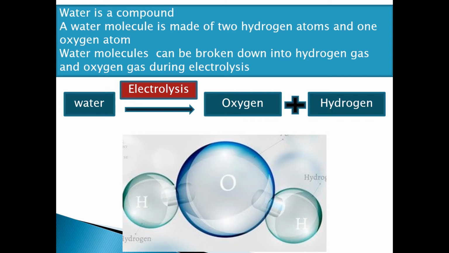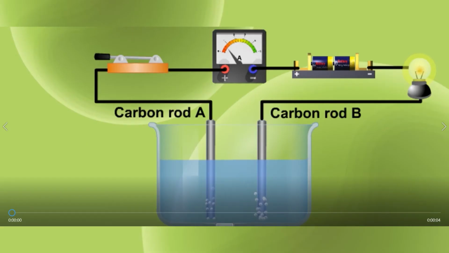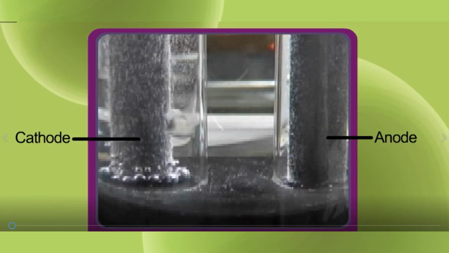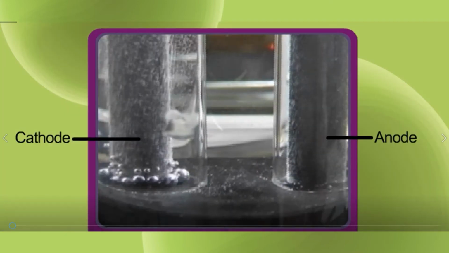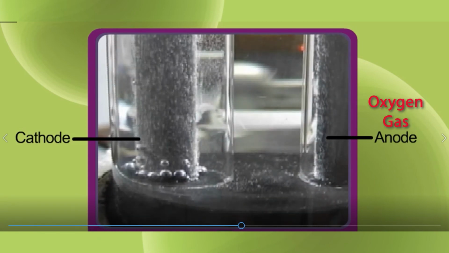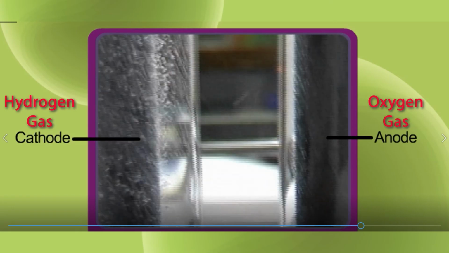Water is a compound. A water molecule is made up of two hydrogen atoms and one oxygen atom. Water molecules can be broken down into hydrogen gas and oxygen gas during electrolysis. During electrolysis of water, gas bubbles are formed on both electrodes. This happens because oxygen gas is discharged at the anode while hydrogen gas is discharged at the cathode.